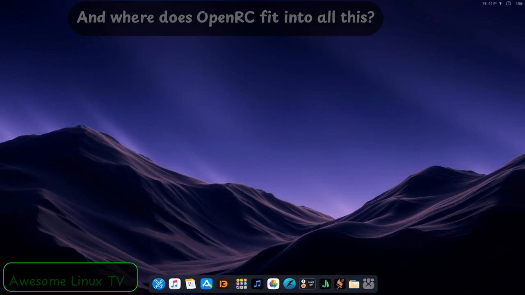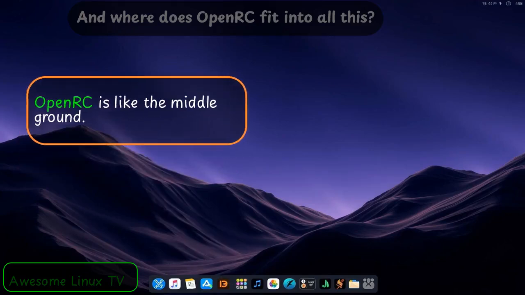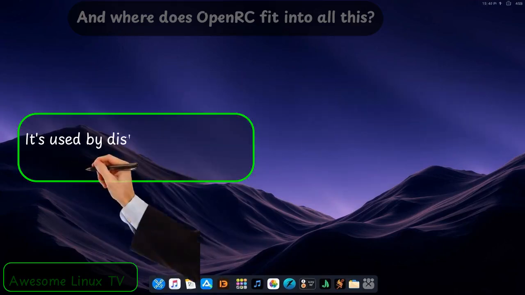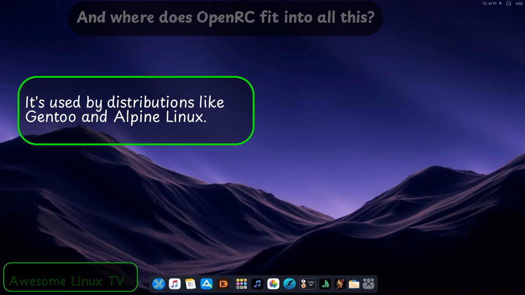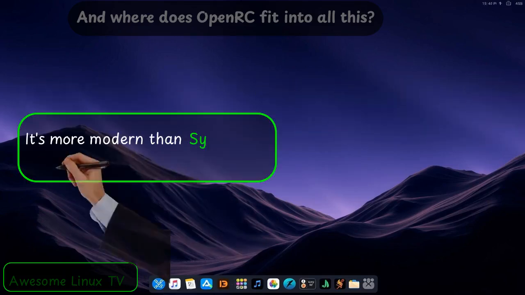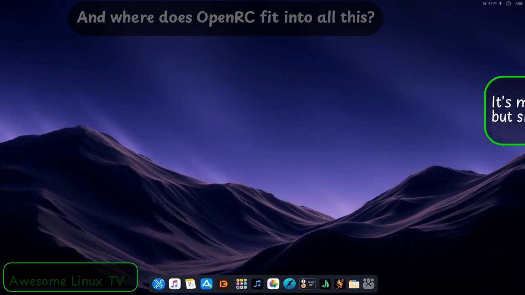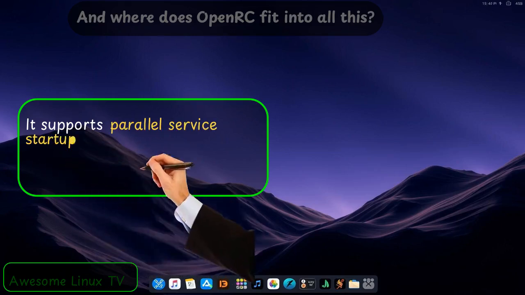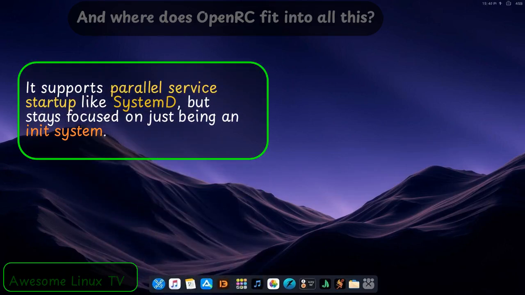And where does OpenRC fit into all this? OpenRC is like the middle ground. It's used by distributions like Gentoo and Alpine Linux. It's more modern than SysVinit, but simpler than SystemD. It supports parallel service startup like SystemD, but stays focused on just being an init system.